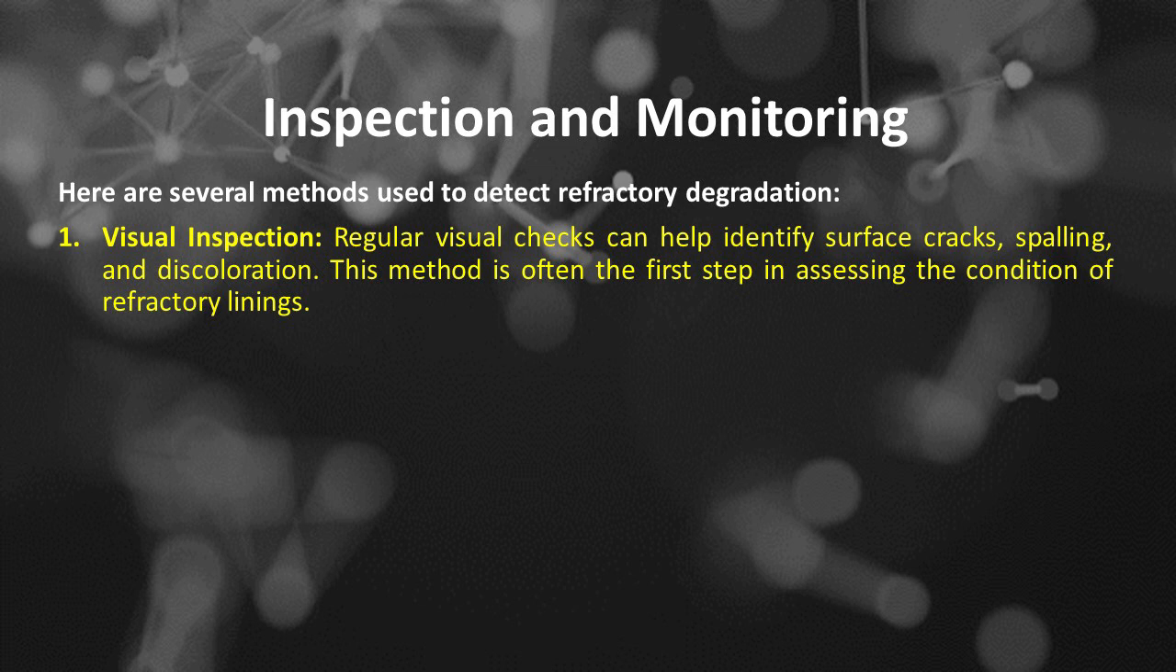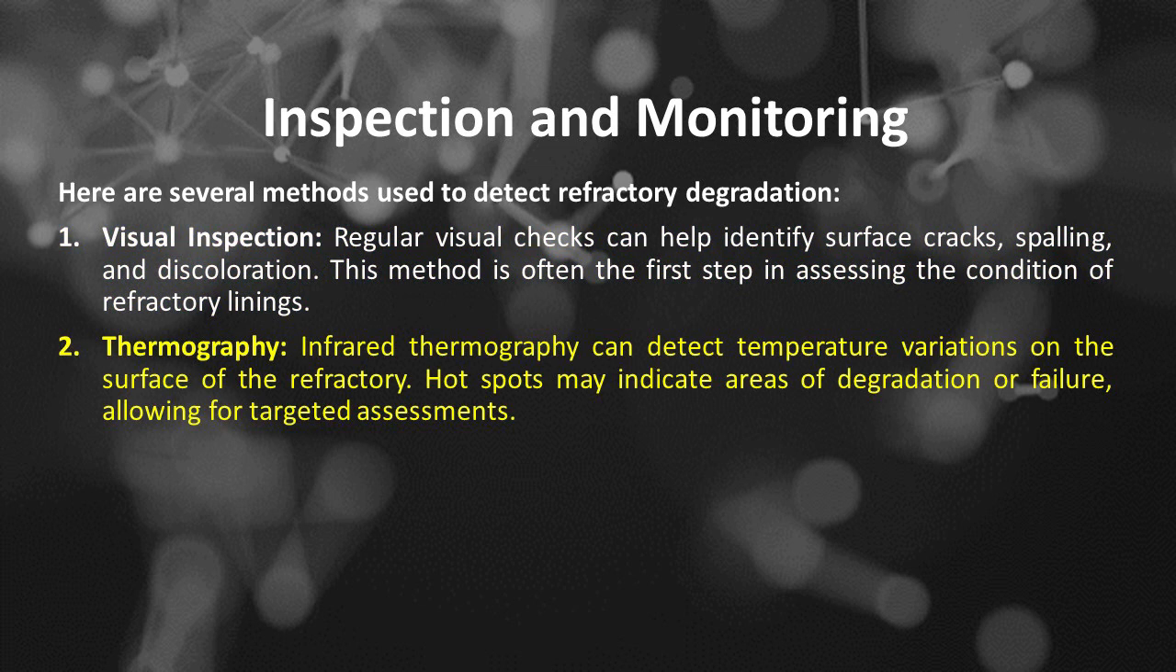Number 1 is visual inspection. Regular visual checks can help identify surface cracks, spalling, and discoloration. This method is often the first step in assessing the condition of refractory linings. Number 2 is thermography. Infrared thermography can detect temperature variations on the surface of the refractory. Hot spots may indicate areas of degradation or failure, allowing for targeted assessments.